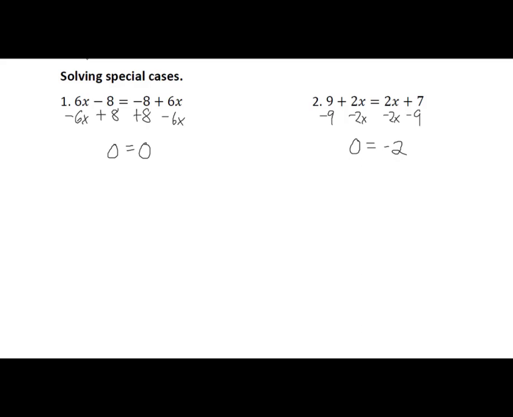So sometimes we have a solution, and sometimes we get these two special cases. Well, 0 equals 0 is always true. 0 equals negative 2 is never true. So for this, we say all real numbers. Over here, we would say no solution.